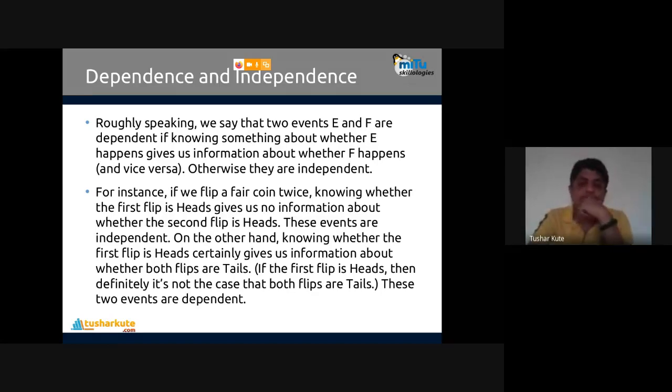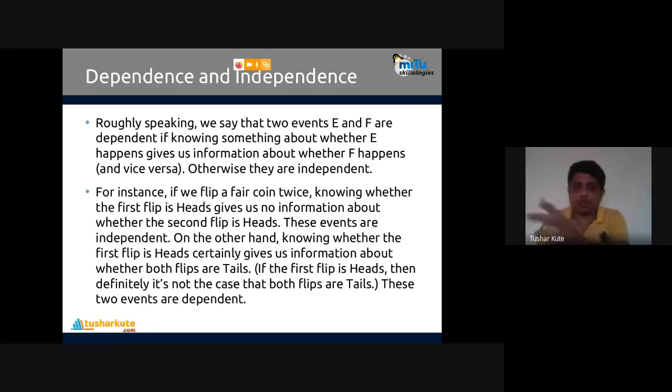The first topic in probability is dependence and independence. So we have seen what probabilities are. Dependence, dependency, independence, independency. So what exactly are they, how are they shown in the form of formulas, and how are probabilities used with dependent and independent events? Roughly speaking, two events E and F are dependent if knowing something about whether E happens gives information about whether F happens. Otherwise, they are independent.